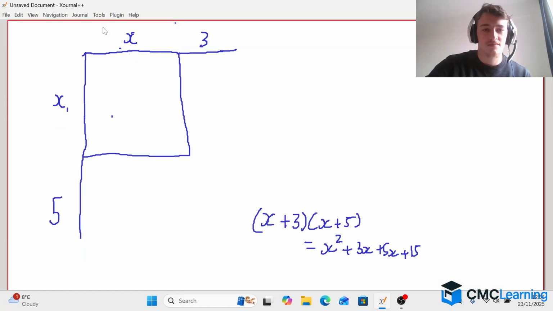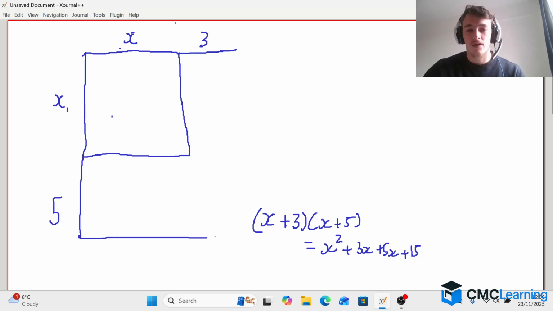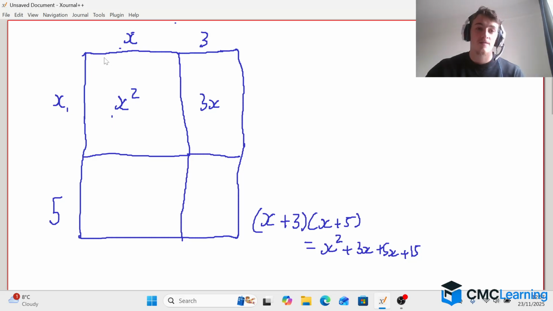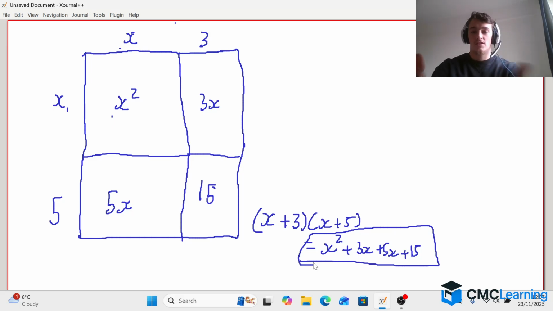So I'm drawing this massive rectangle. The area of this massive rectangle is x plus 3 multiplied by x plus 5. But this is also the area of all these little rectangles summed up. This is a square. This is x times x, so it's x squared. This has length 3, this has length x, so this is 3x. This has length 5, this has length x, so this is 5x. This is length 3, this is length 5, so this is 15. Which is why you get that.